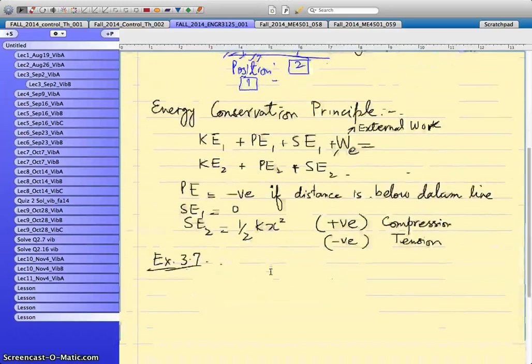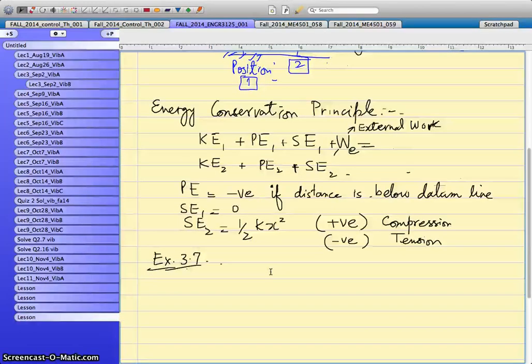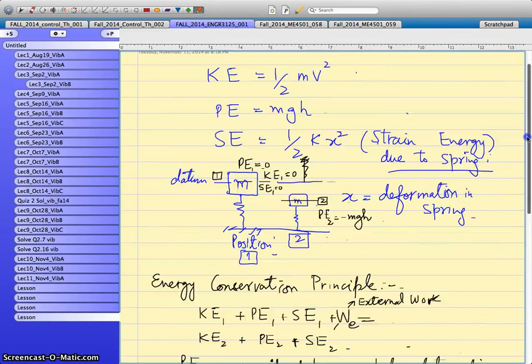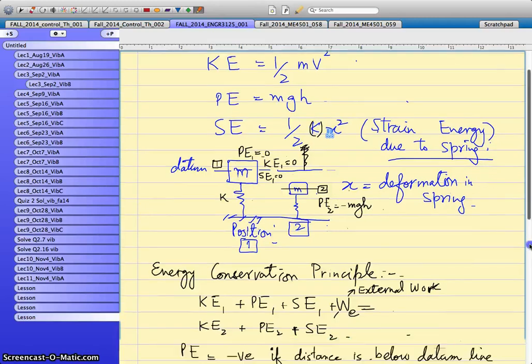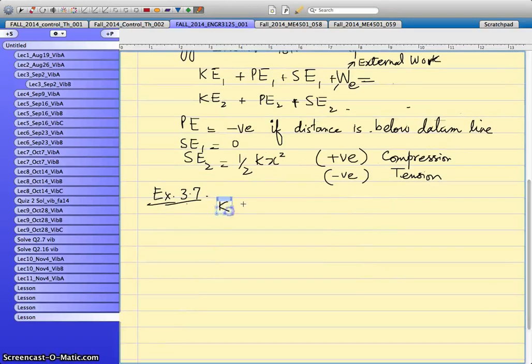Example 3.7 says a car suspension spring has a stiffness. This is the car, the whole mass acting like a car. So the spring has a stiffness. This K is the symbol for stiffness, which is 16,000 Newton per meter.